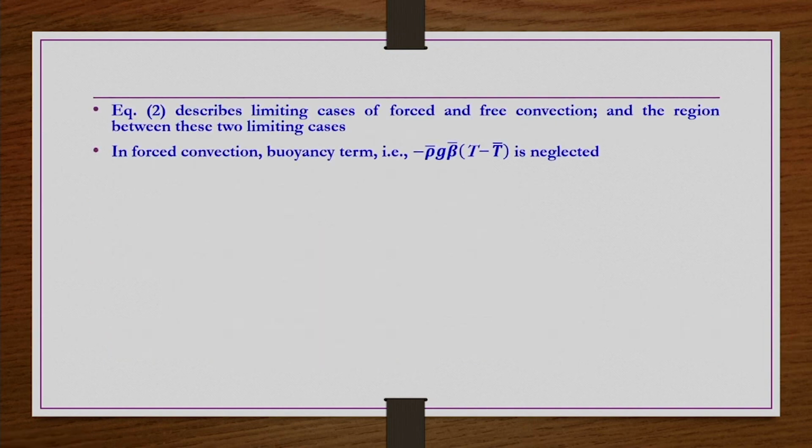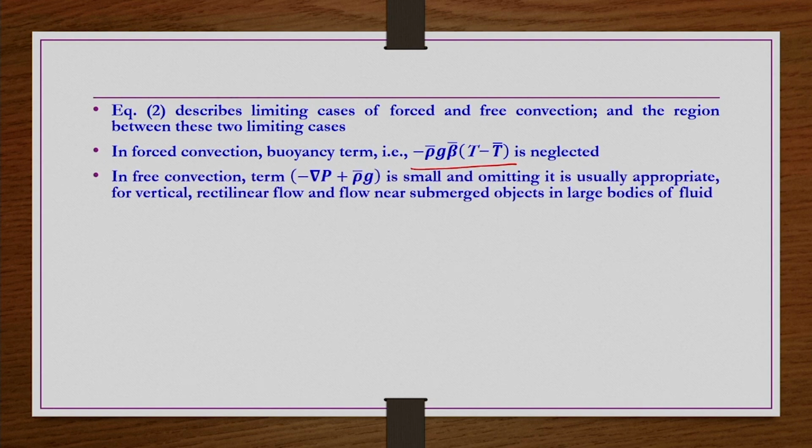So, in forced convection the buoyant term, that is minus rho bar g beta bar (T minus T bar), is negligible. In free convection, the term minus del P plus rho bar g is small, and usually omitting it is not going to affect the solution much. In general, there are some examples where we can omit this minus del P plus rho bar g, and the solution is not going to be affected much. Those examples are vertical rectilinear flow and flow near submerged objects in large bodies of fluid, etc.